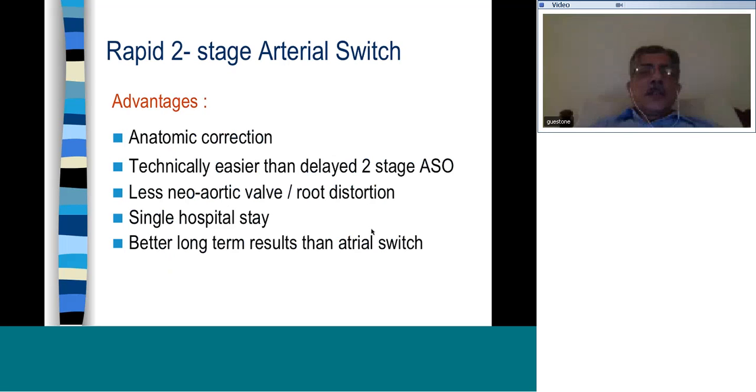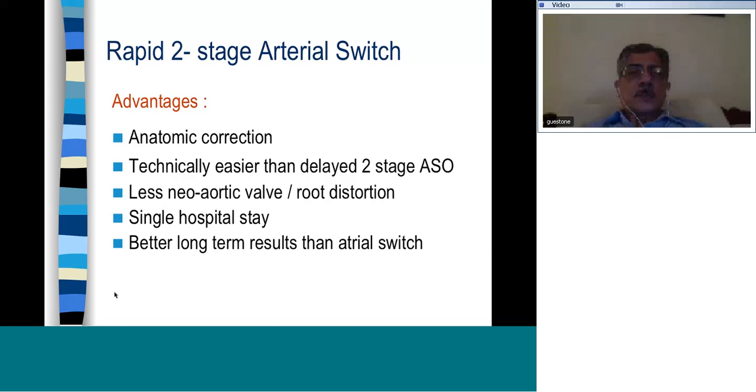The advantages are, over the Senning operation, that it aids in anatomic correction. It's technically easier than the delayed two-stage because you're doing the second operation within 7 to 9 days, so there are no adhesions which form. The PA band is in place only for a short duration, and therefore it does not destroy the pulmonary artery and does not distort the aortic root. The entire operation, both stages, is performed in a single hospital stay, which is easier for the families. And then, because it's an anatomic correction, one would assume that it provides better long-term results than the atrial switch.